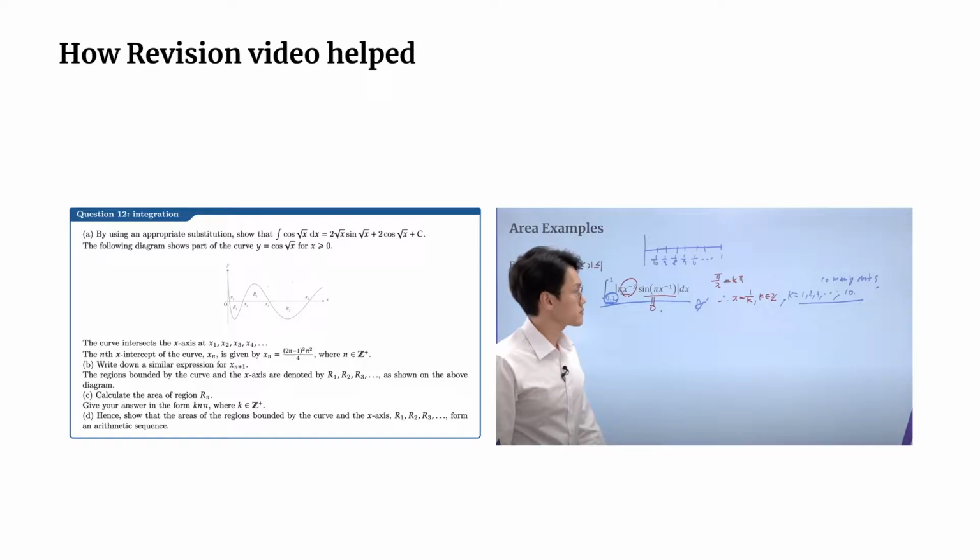And for part A, it didn't just stop at the substitution, but it actually extended to integration by parts, right? So that was a typical one. But I'm just showing you from the revision video, we actually saw something similar.